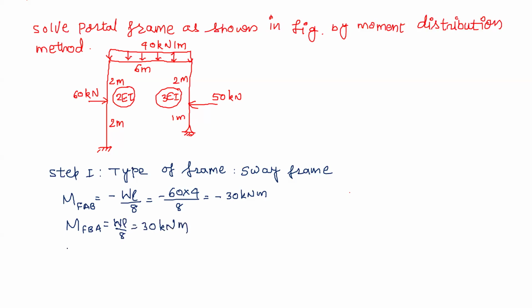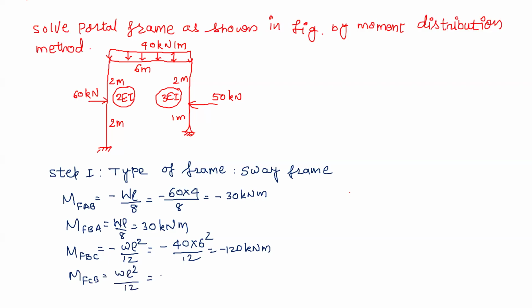Then go to MFBC, we have UDL. So it is minus WL square by 12, which gives us minus 120 kilonewton meter. And if we go to MFCB, then we have WL square by 12. And this value comes 120 kilonewton meter.